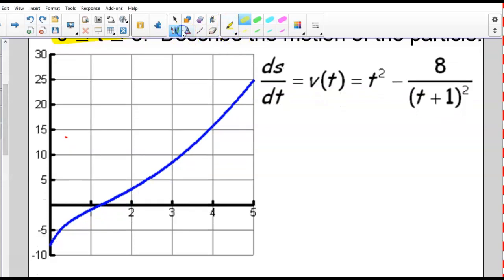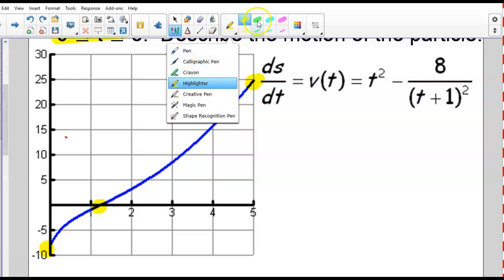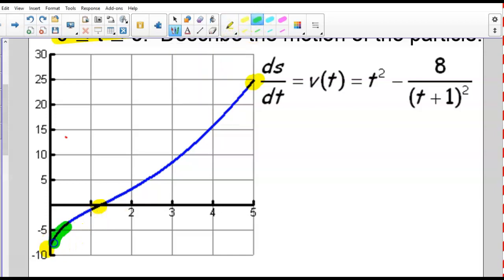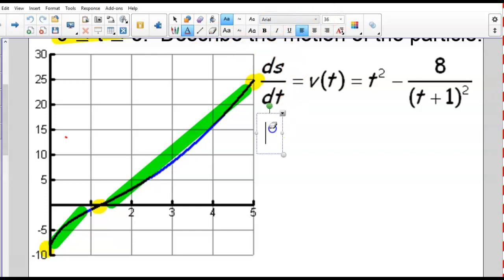All right. Let me type. Let me get some colors. I'm going to make this yellow. Make that point yellow, and make that point yellow. And then I'm going to make this green and this green. So yellow, green, yellow, green, yellow. All right. Let's type. That's too big.